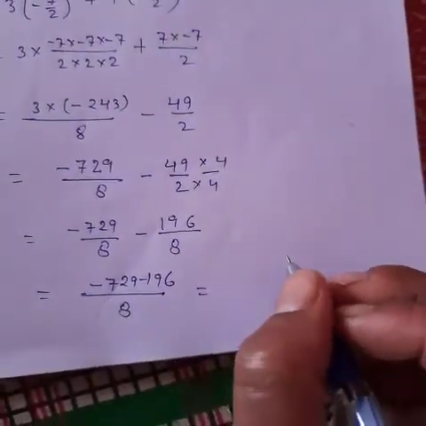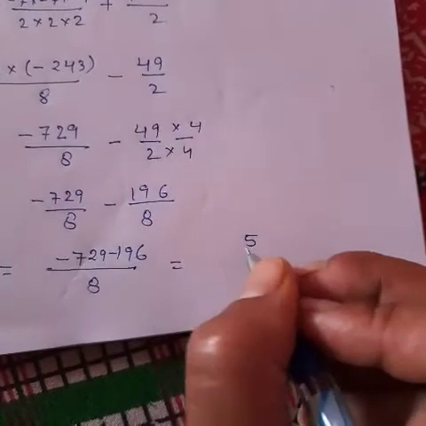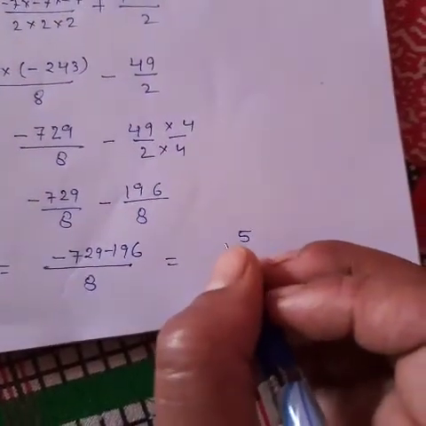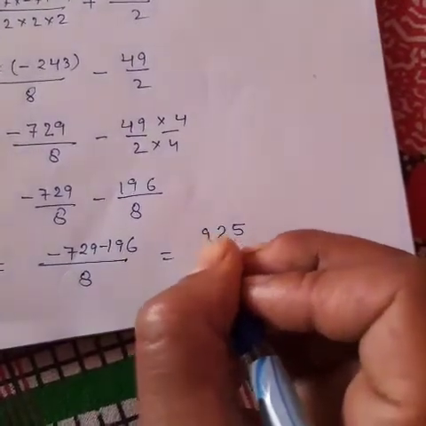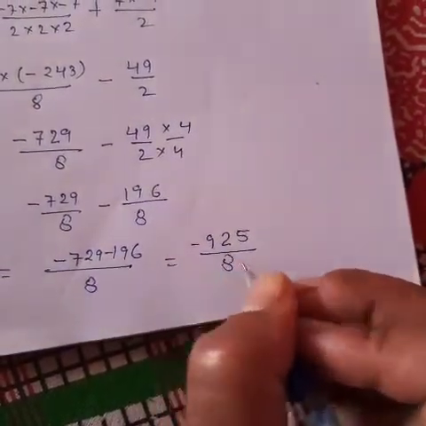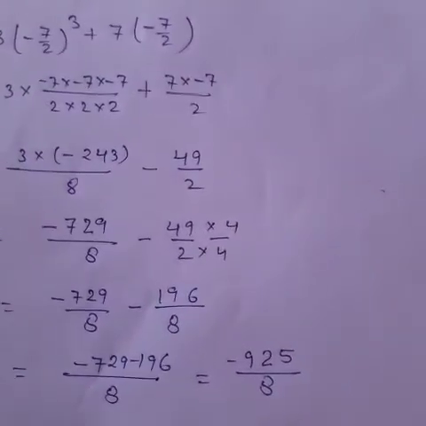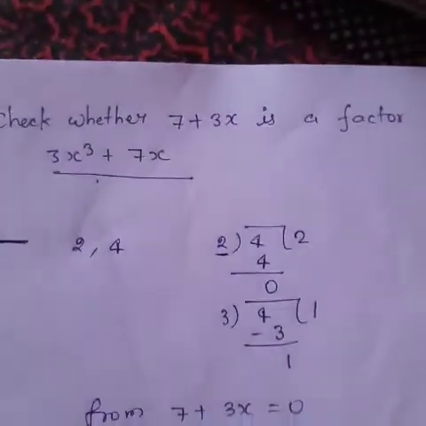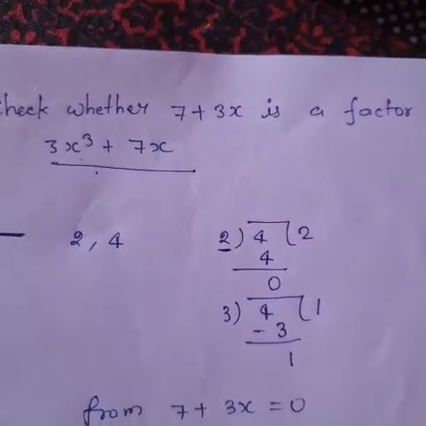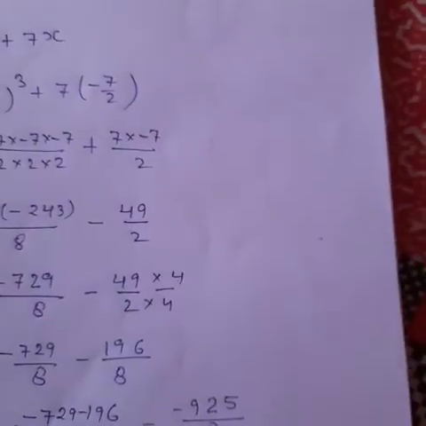Adding these we get 9 plus 6 is 15, 9 plus 2 is 11 plus 1 is 12, 7 plus 8 plus 1 is 9. So the final remainder is this, that is not 0. It means the given polynomial 7 plus 3x is not a factor of 3x cubed plus 7x because the remainder is not 0.